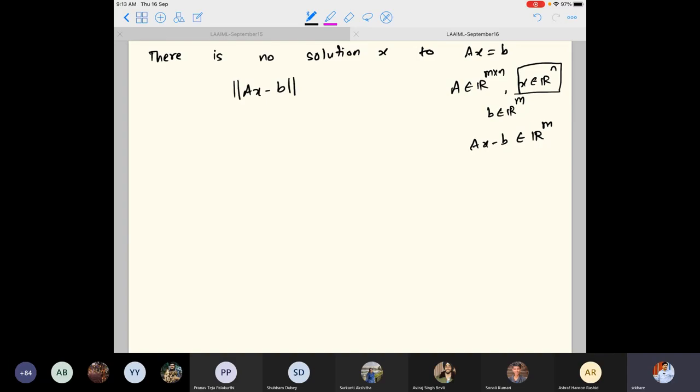I will have Ax minus B not equal to 0, right? So what am I going to do? I'm going to look at this 2 norm and I'm going to minimize this with respect to x. What does minimization with respect to x mean? It means that I'm going to choose arbitrarily any value of x in Rn. That means that I'm going to choose any x in Rn. I will substitute it in this cost function.